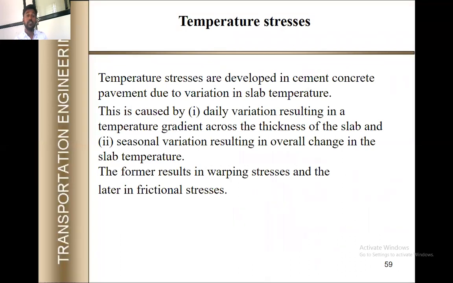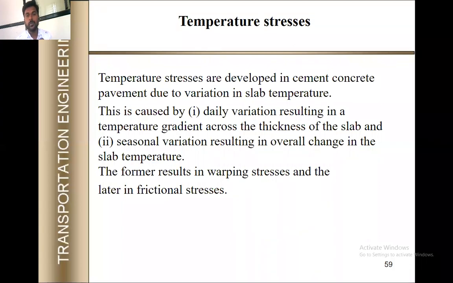Then what are the temperature stresses? When there is a variation in the temperature in that region, what will happen? Due to the temperature, concrete or any material, such as steel, will try to elongate, and due to the fall in the temperature, it will start to compress. So due to this variation in the temperature by the season, stresses will be induced into the pavement.